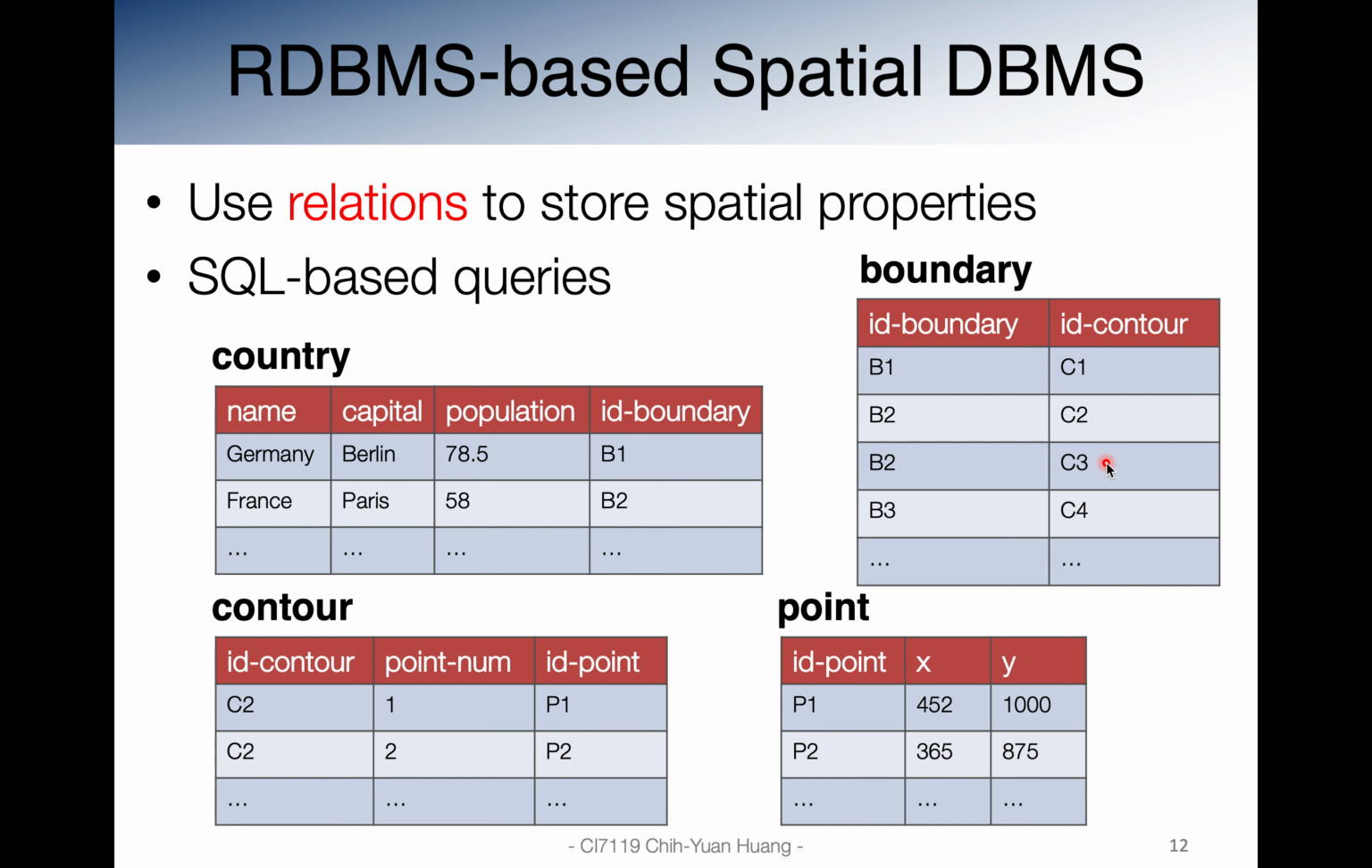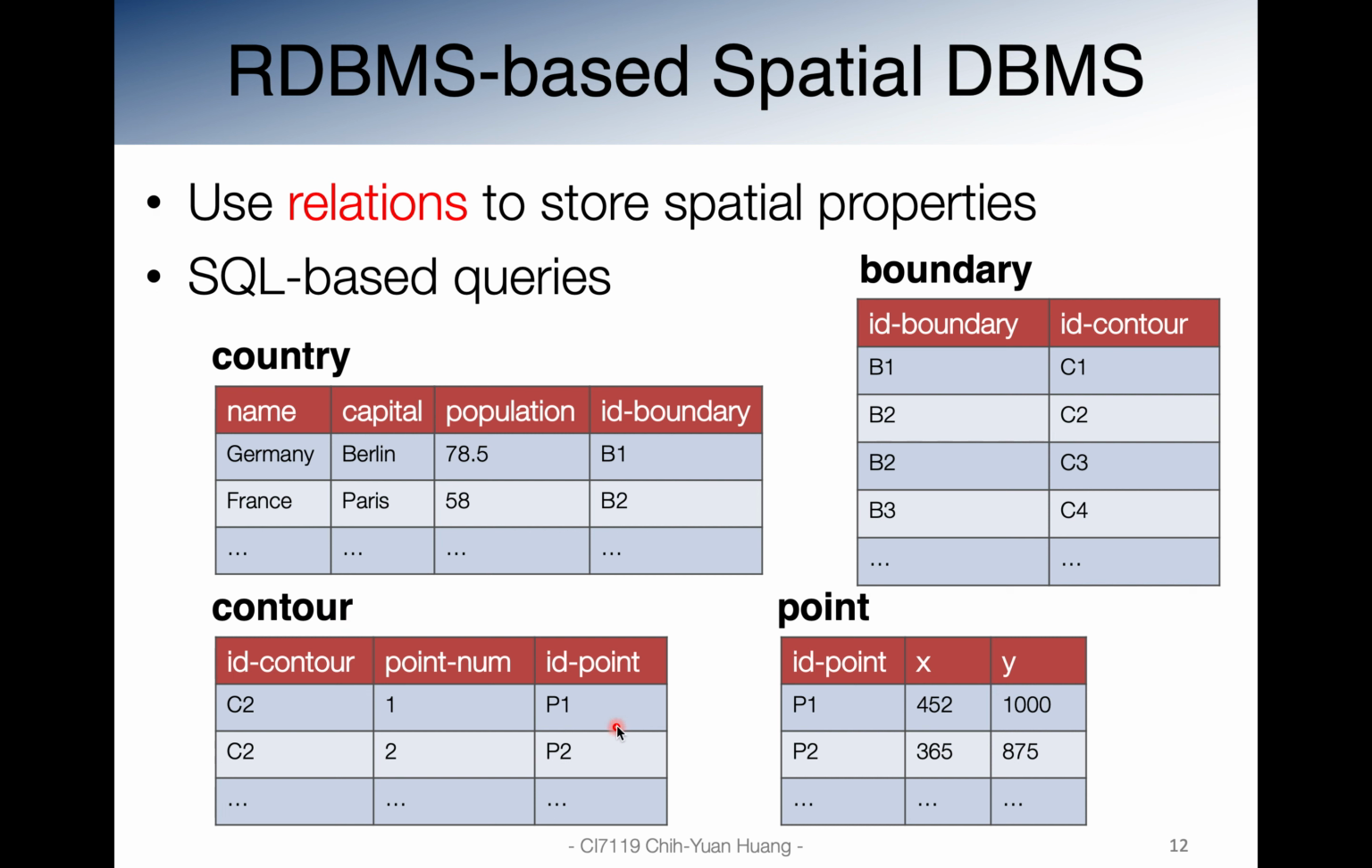By having this table, we can know that these different countries can link to different contours. So the ID of the contour is used in the contour table, and as you can see in the contour table, we have the ID of the contour, and then the number, or the order, of the points. For example, the first point in the C2 contour, the second point in the C2 contour, and so on and so forth. This point number also attaches to the ID of the point, which are P1, P2, P3, P4 indicated over here in the contour table.